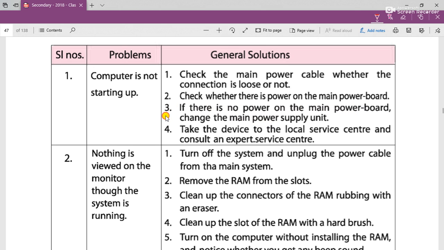If there is no power on the main power board, change the main power supply unit. So this is the important thing. Then take the device to the local service center and consult an expert. So these are the general solutions if our computer is not starting up.